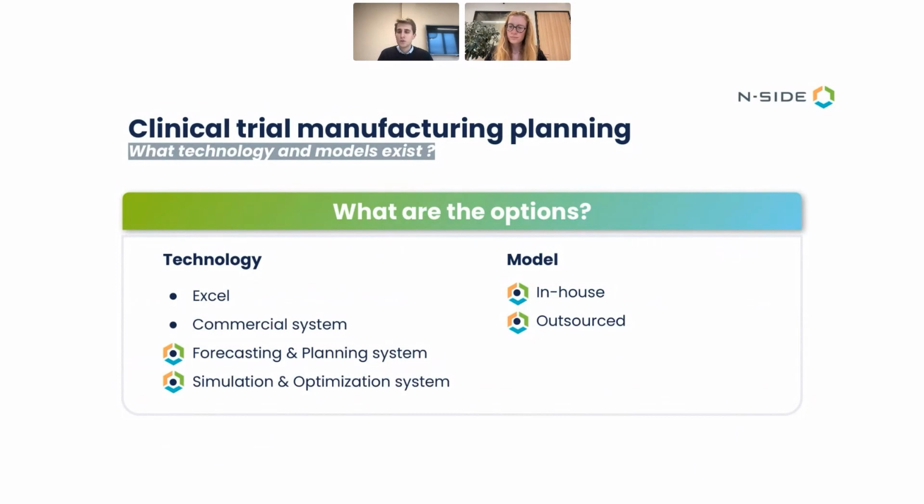So at Insight, what we do is we provide forecasting and planning systems, not only for clinical trial supply planning and demand planning, but also everything linked to manufacturing planning. We provide simulation and optimization systems, and that's also something that exists in this space. And then the question is, if you want to go in that direction, what kind of models exist there? Either you can do it in-house and have your people use that system or solution, or you can outsource it. Both are supported here at Insight.